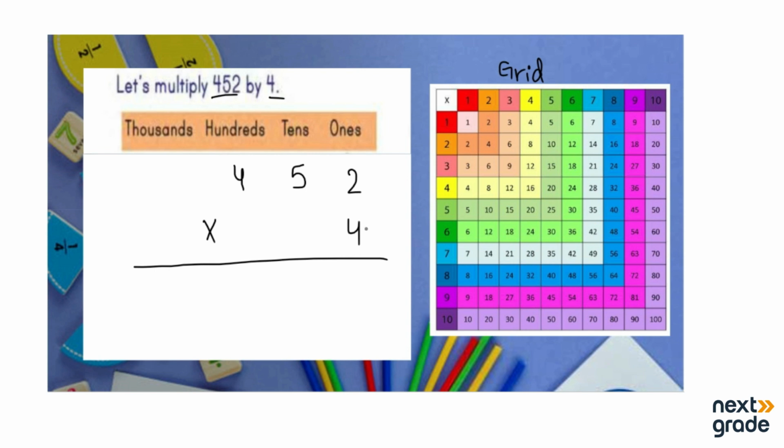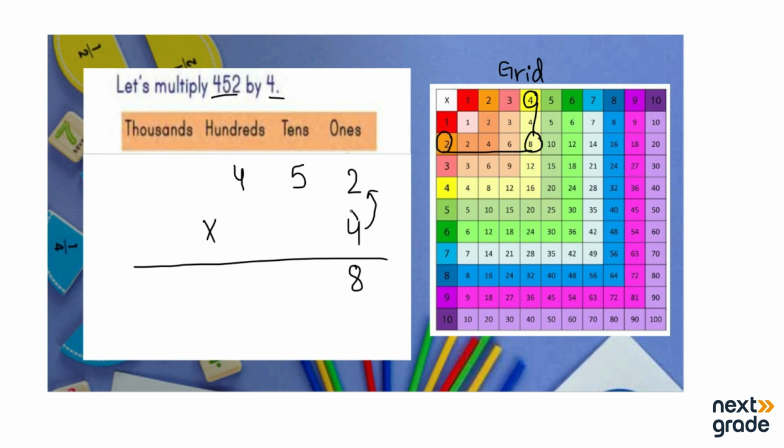First of all, we are going to multiply the number with the ones value. 4 multiplied by 2. So we are going to find 4 over here, and we have to multiply it with the 2. When you multiply 4 with 2, the answer is 8. All right, so let's write 8 over here.